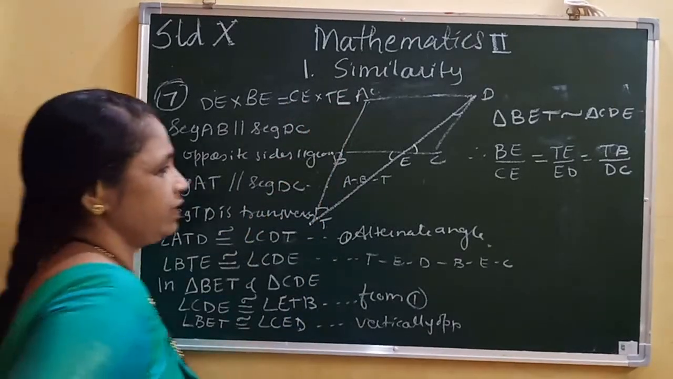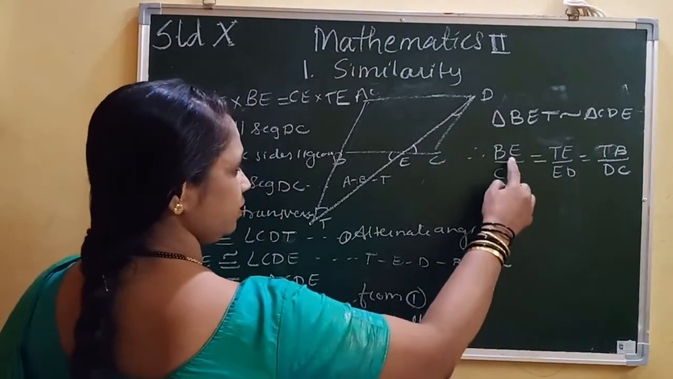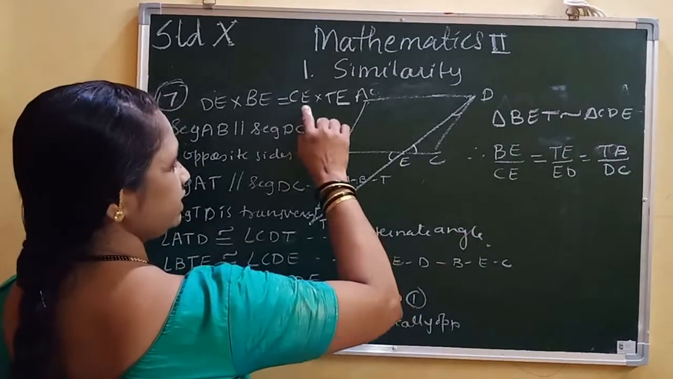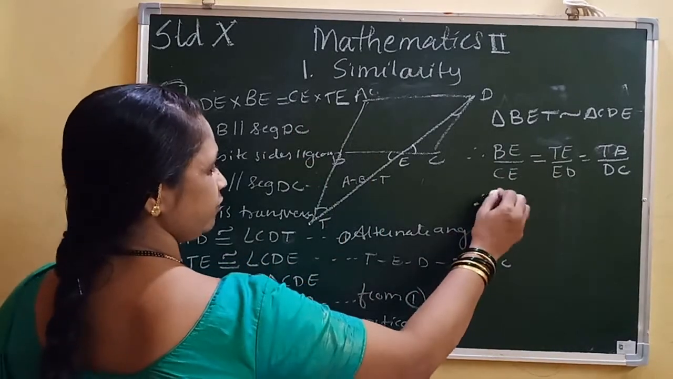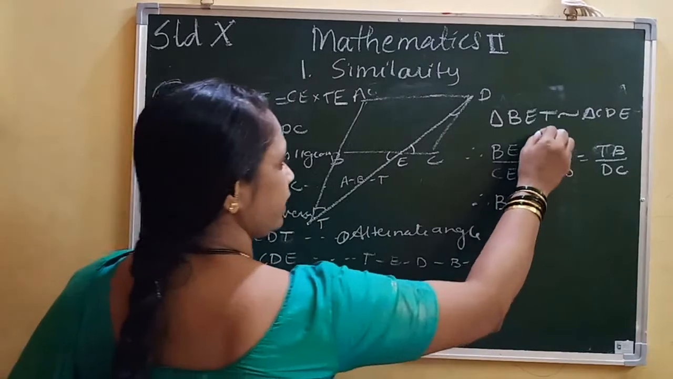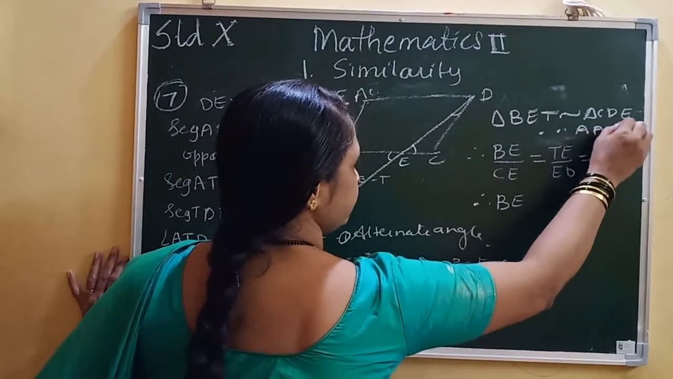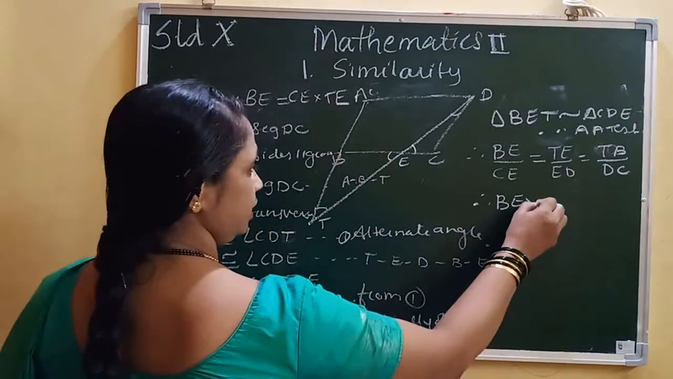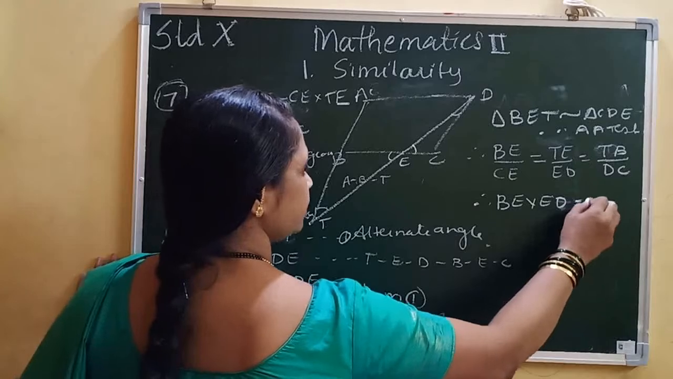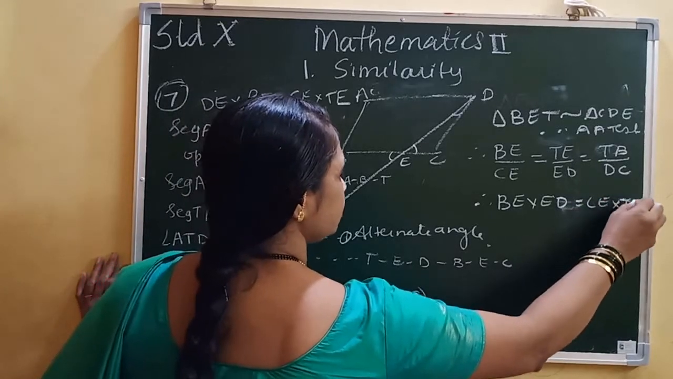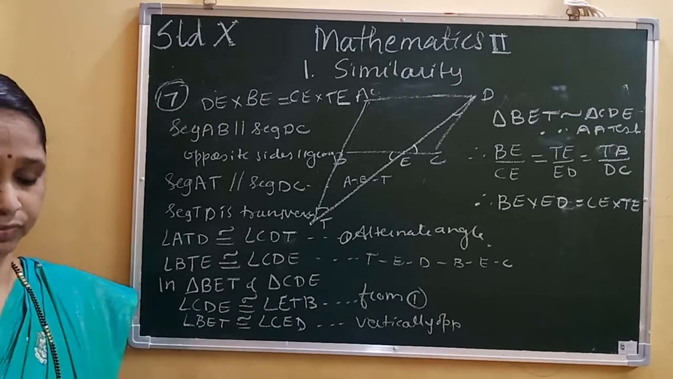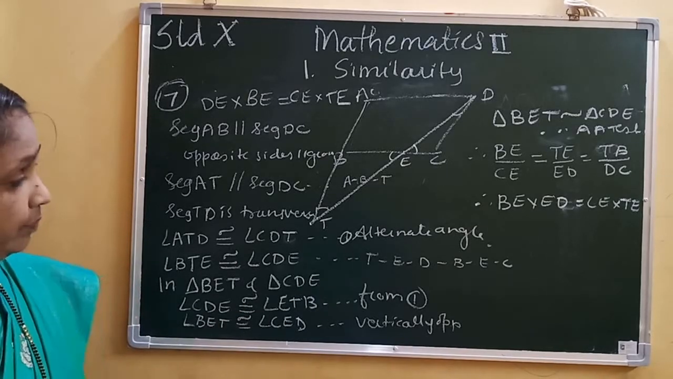Okay, so we will take this BE into ED or DE and CE into TE. Therefore, here write AA test of similarity. Okay, so BE into ED is equal to CE into TE. Hence, it is proved. Okay, this we have proved.